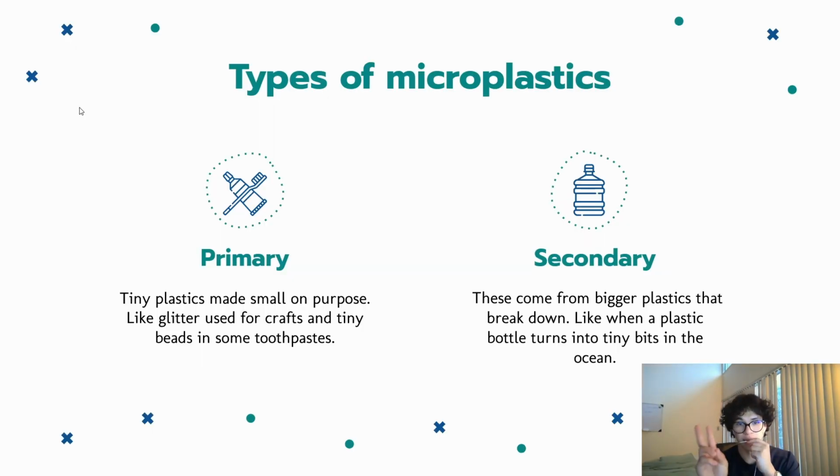There's two types of microplastics. There are primary microplastics, which are tiny plastics that are made on purpose. For example, glitter used for arts and crafts, and tiny beads in some toothpaste. Secondary microplastics come from bigger plastics that break down. For example, when a plastic water bottle turns into tiny bits in the ocean.